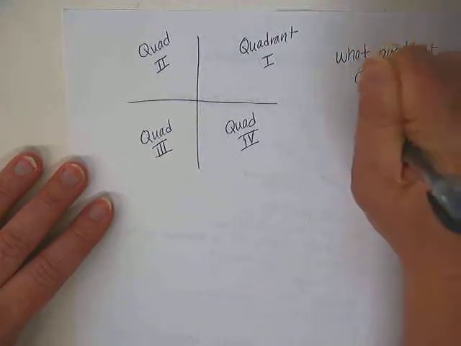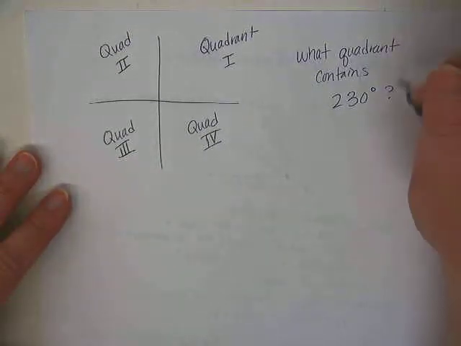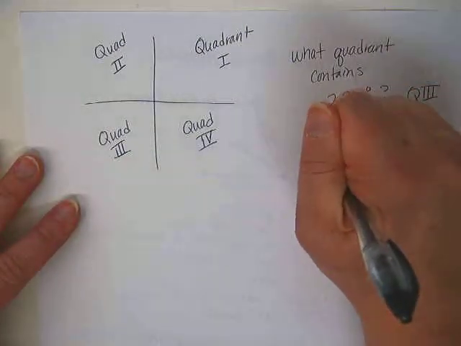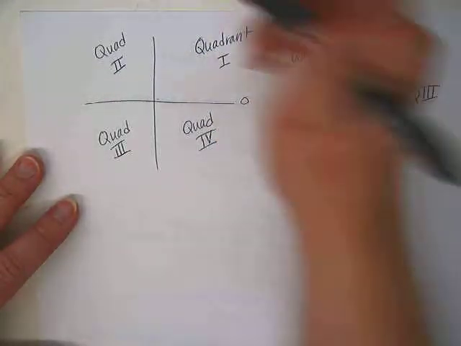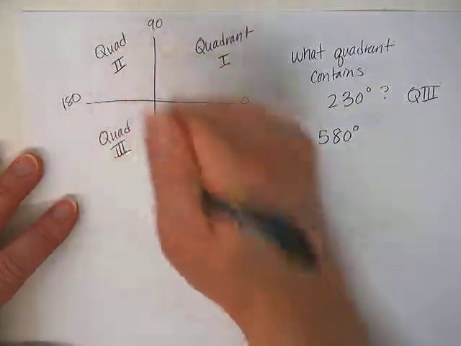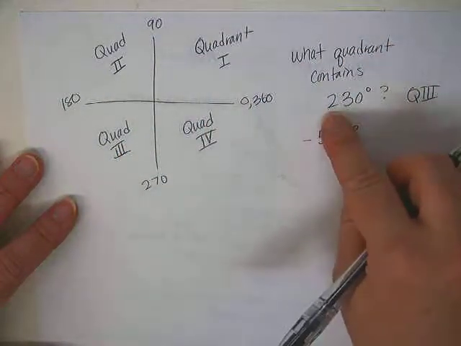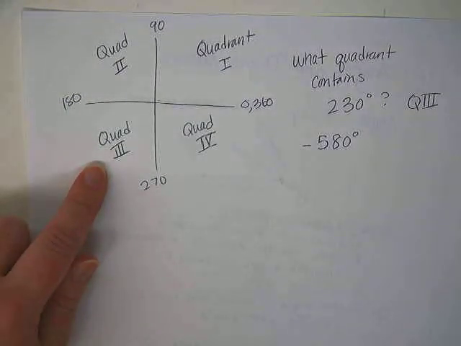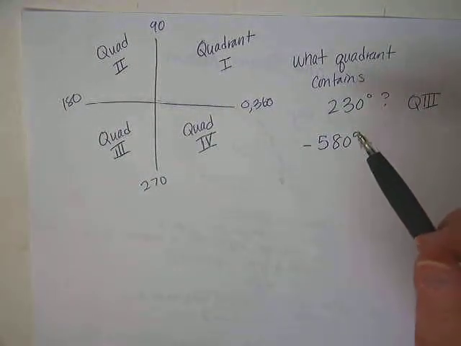Okay, so here's another question for you. What quadrant contains 230 degrees? Good job. So Q3. Okay, here's a harder one. Negative 580 degrees. Okay, I heard someone say, how did I do that? Remember how earlier we were labeling our chart? And we know that this is 0, and this is 90, and this is 180, and this is 270, and this is 360. So 230 falls between 180 and 270, which is quadrant 3.